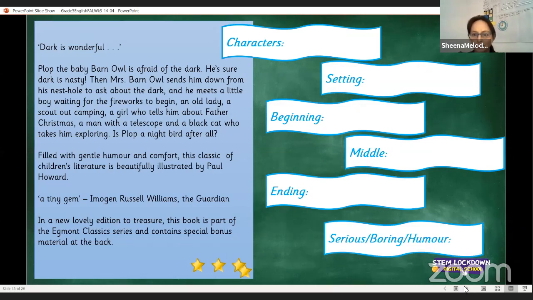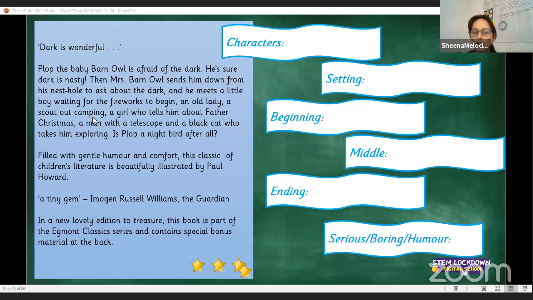So now, remember, you haven't actually read it yet, you've just read the back of it. Just by reading the summary of what you know, do you think it's serious? Do you think it's boring? Do you think it's going to be funny? Do you think it's a good story? So someone thinks it's going to be boring. Okay, that's fair enough, you're allowed to have that opinion. Someone thinks it's going to be funny. Good. Someone thinks it's going to be a good story.